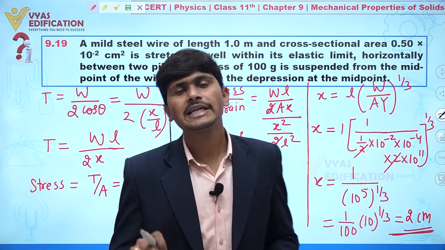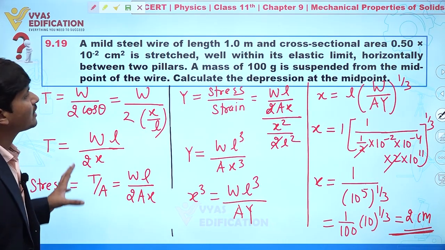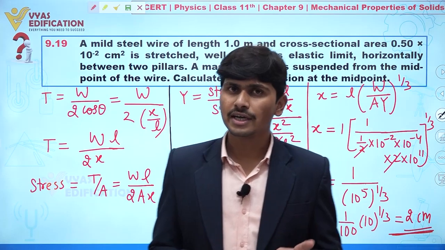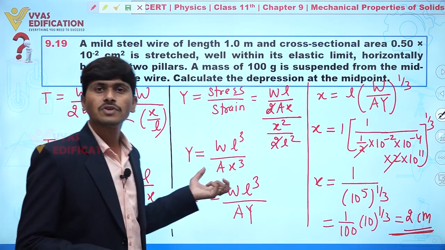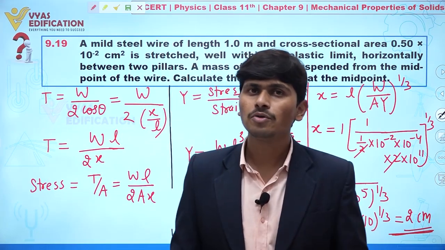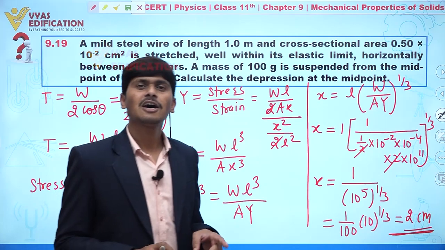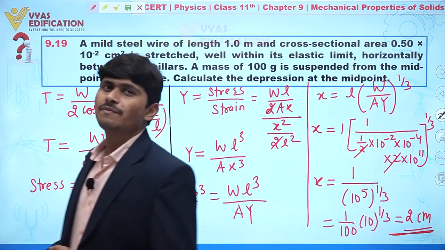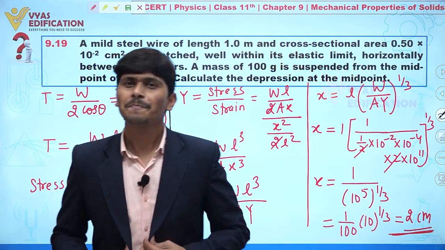The important part in this question is how we can proceed. First we find the change in length, then we find the strain. After strain we find a relation between tension and weight, 2T cos theta equal to W. Then we find the value of cos theta, then we find tension, after that we find stress, after that we find Young's modulus, clear? And after that we can calculate the value of x, clear? So this is all about this question.